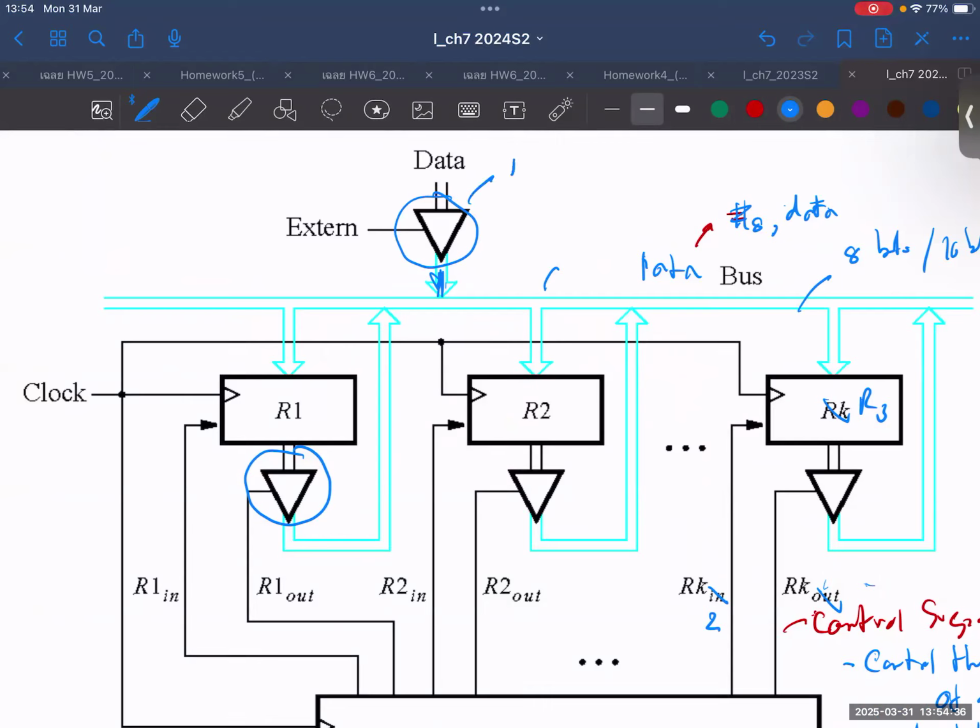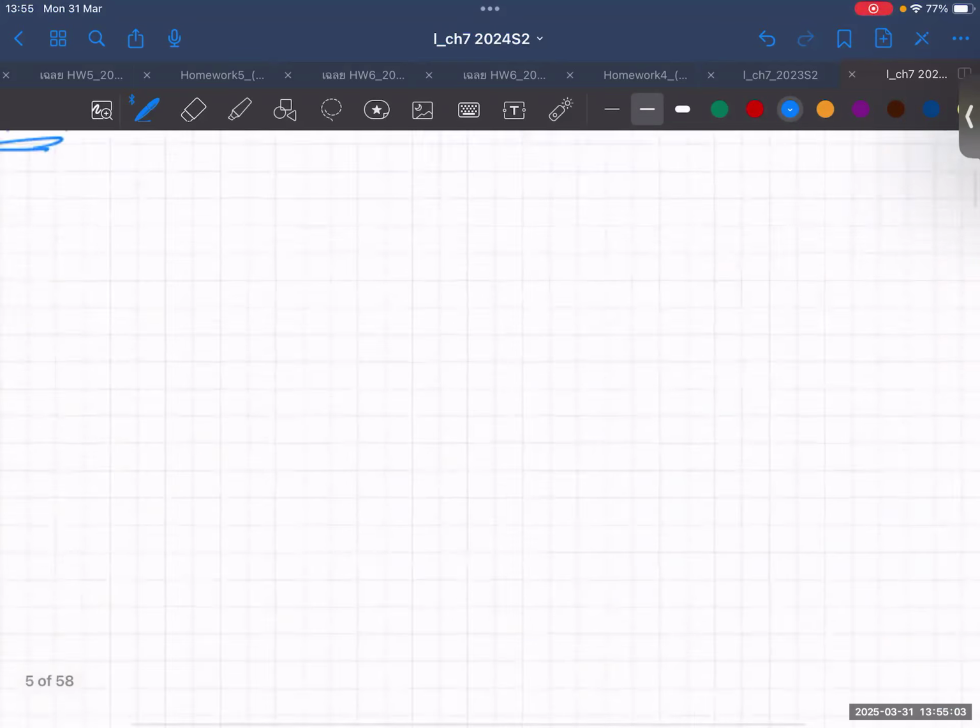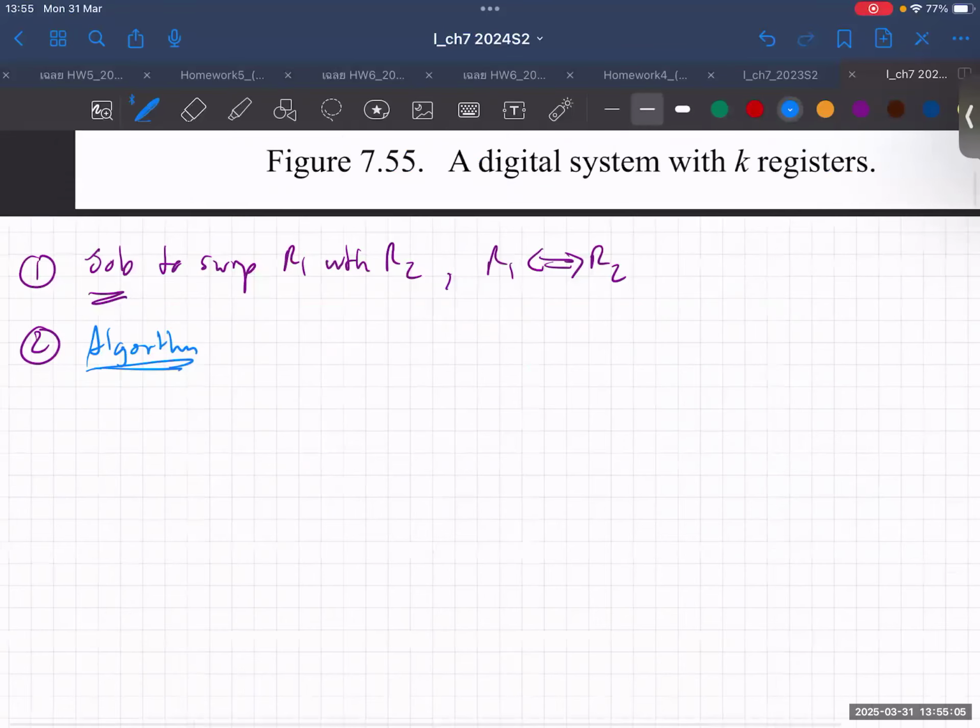We call this what? Tri-state buffer. Still remember what it is? Okay, a tri-state buffer is the control or the gated buffer. What is a buffer? A buffer is simply just a driver. We use a buffer to boost the capability of driving the signals.